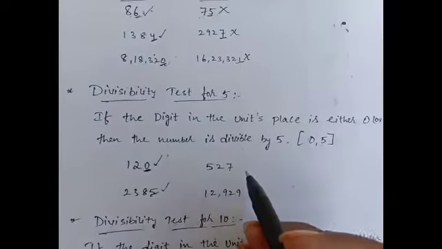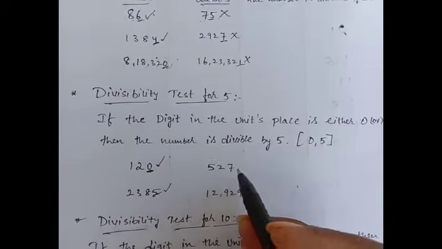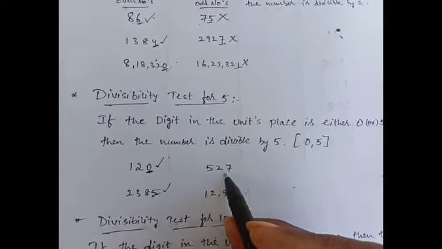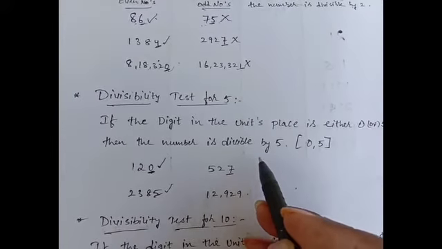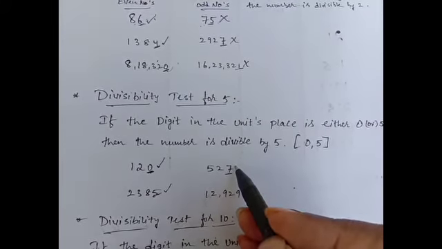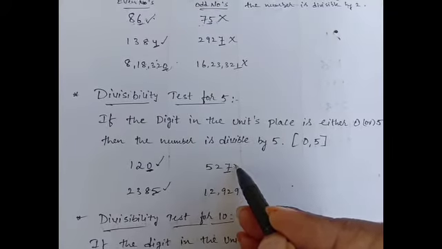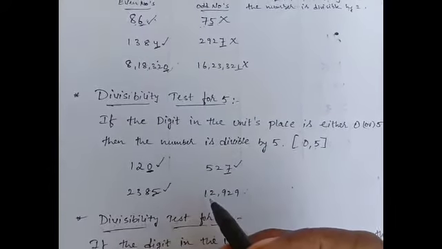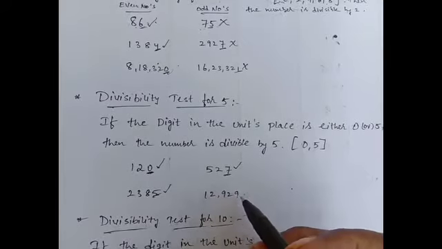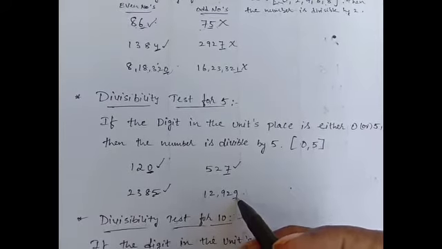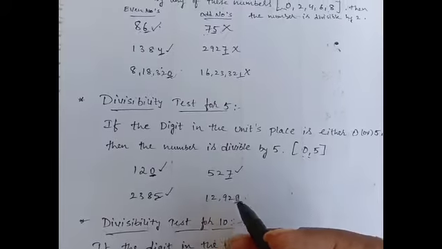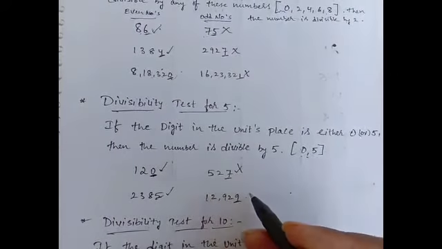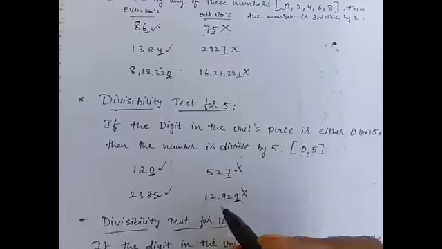The same way, let's check this number 527. Here the units place has the digit 7, and 7 is not 0 or 5, hence 527 is not divisible by 5. In the meanwhile, 12,929, the units place of this number has the digit 9, and this 9 is not among these numbers 0 and 5, hence you can say this is also not divisible by 5.